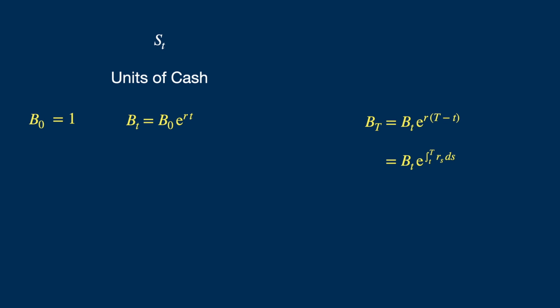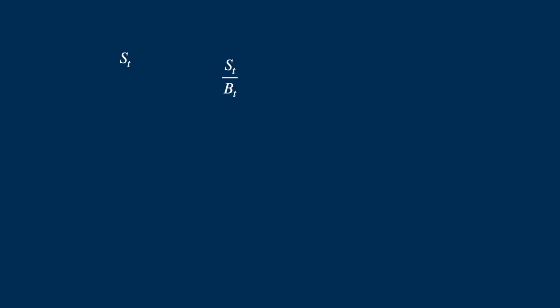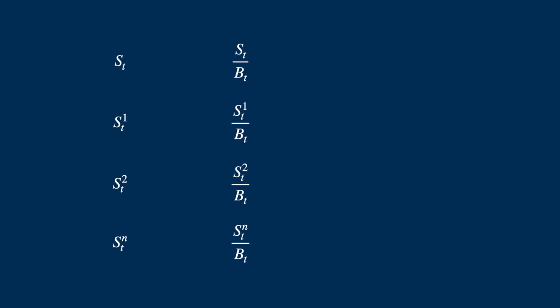And now you can scale the value of the asset by the value of the bank account, and this ratio is of main interest. Now this is just one asset out of many. So if you have assets from S1 to Sn, then you can also scale their values by the value of the bank account. And now if you have an option whose value we represent by V, then we can scale it by the value of the bank account as well. And then we know from the risk neutral valuation that this ratio is a martingale under the risk neutral measure.